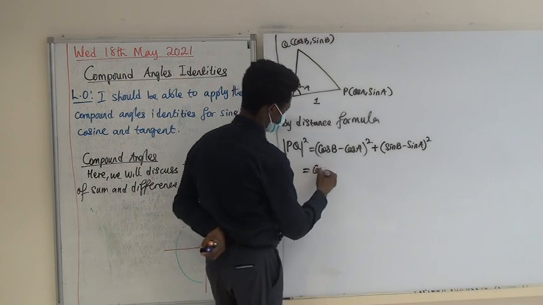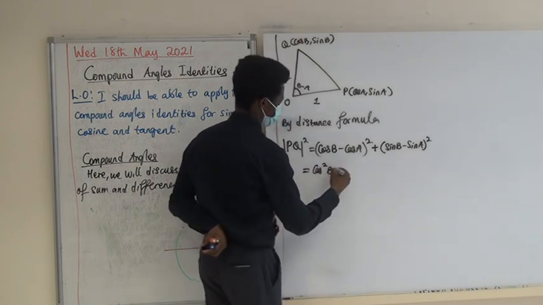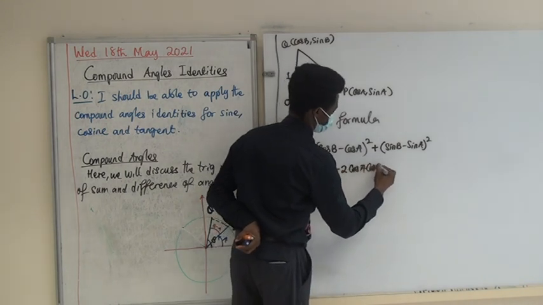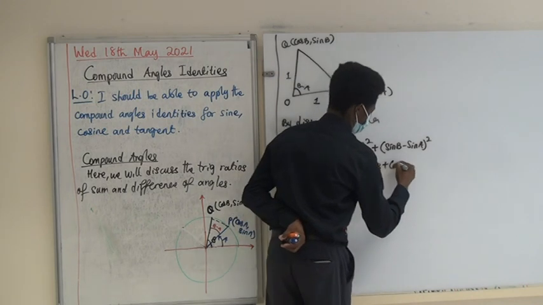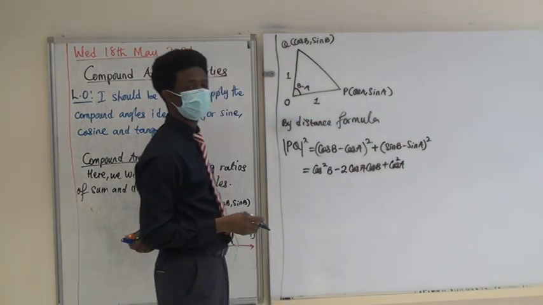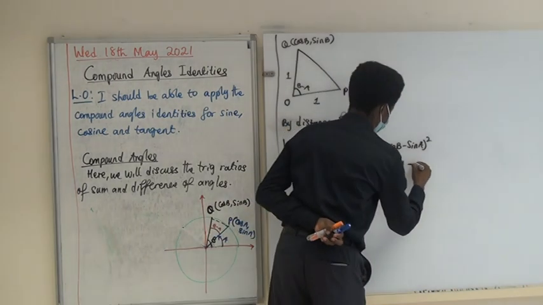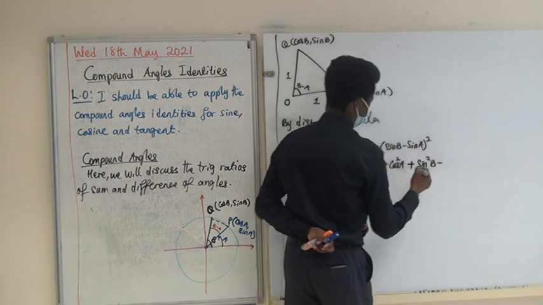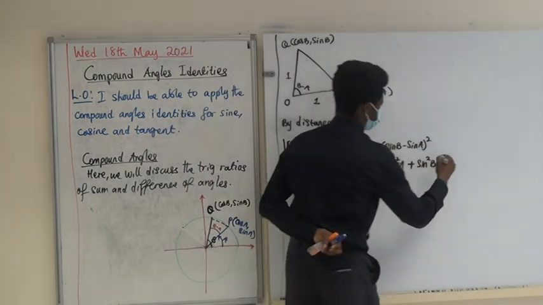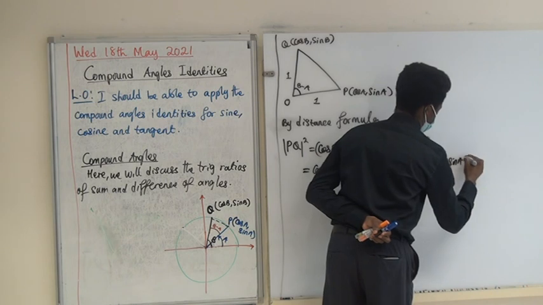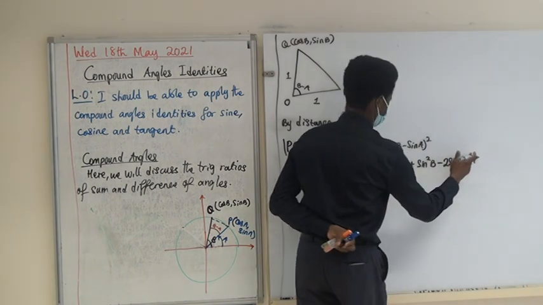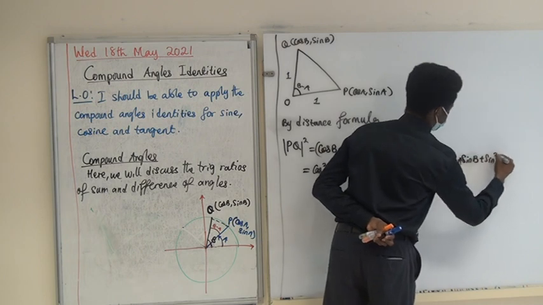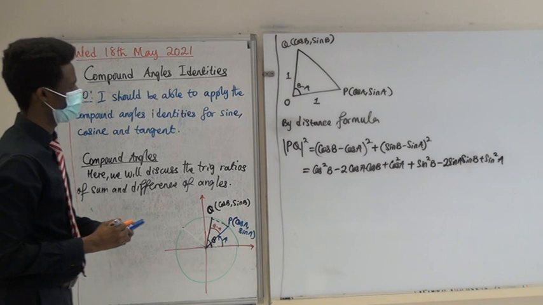Cos squared B minus 2 cos A cos B plus cos squared A, right? Yes. And the second bracket: plus sine squared B, plus, minus, sorry, 2 sine A sine B plus sine squared A. Right? Yes.